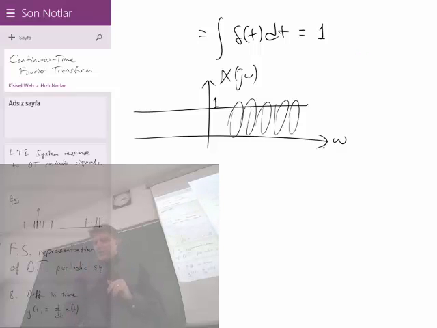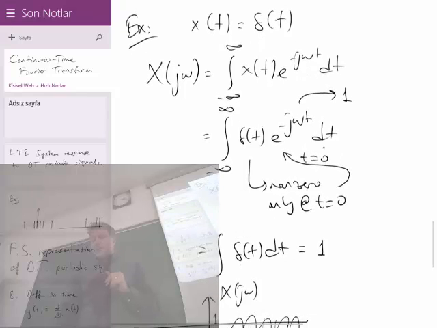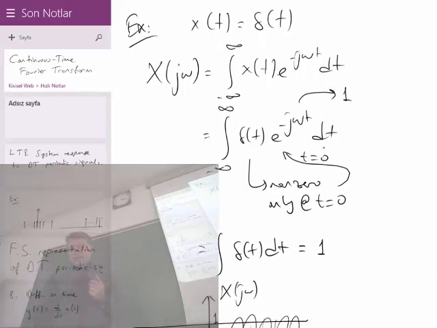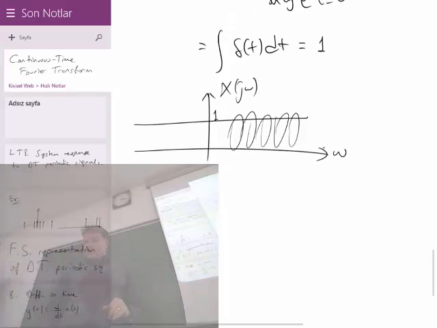So those are all for the curious students, but this one is for all of you. So if you have an impulse, x of t is equal to delta t, the Fourier transform of that is equal to 1, which is an all-pass Fourier transform, totally constant.